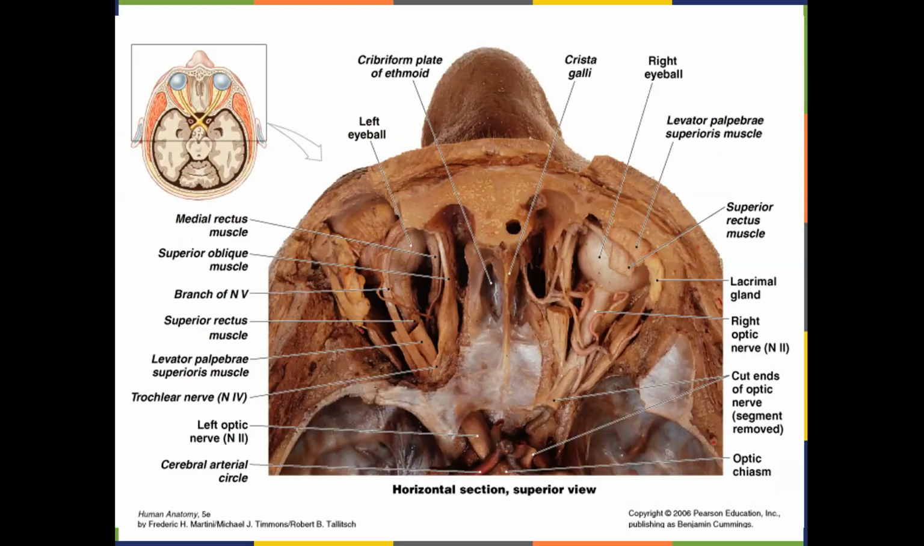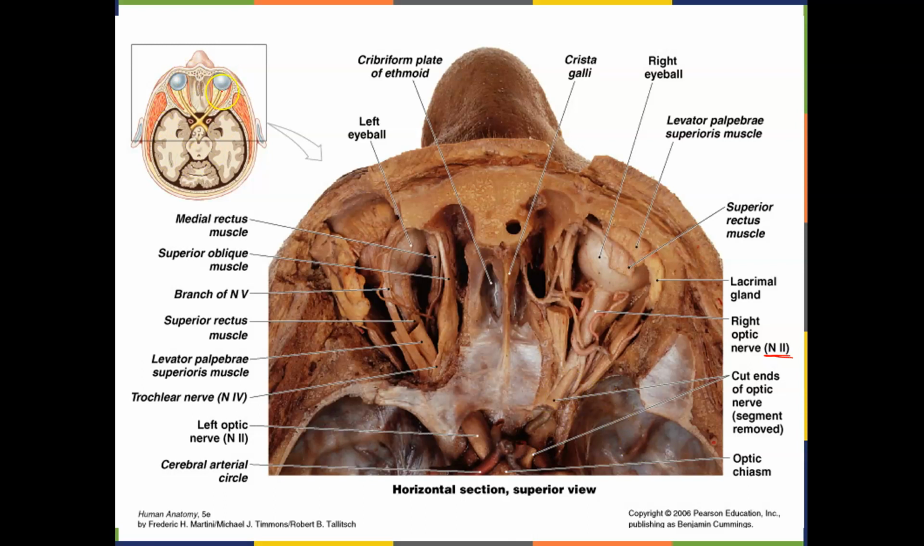So when we look at the optic pathway in a cadaver, you can see the cribriform plate here. The crista galli is right here. Here's the left eyeball and the right eyeball. You can see this superior rectus muscle. You can see the levator palpebrae superioris muscle here. Here's the right optic nerve. Okay, so that's N2. These are just the cut ends of the optic nerve.